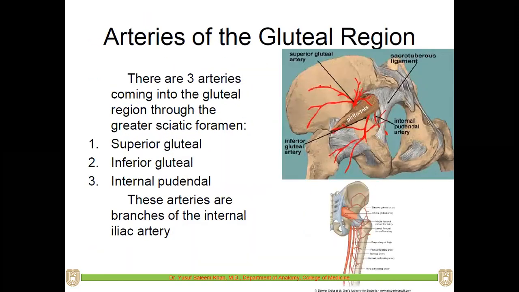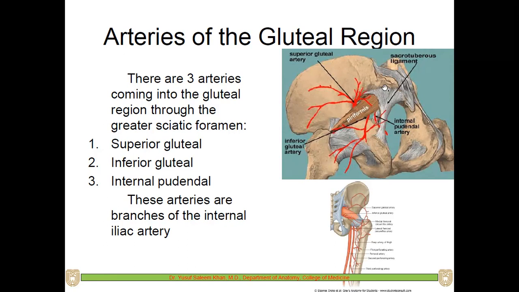Now coming to the arteries of the gluteal region. So what are the arteries of the gluteal region? If you see here, there are three arteries coming into the gluteal region through the greater sciatic foramen. Gluteal region, where is the gluteal region? Here. This is the gluteal region. So what we were studying here was in the thigh. Now we are going to the gluteal region.